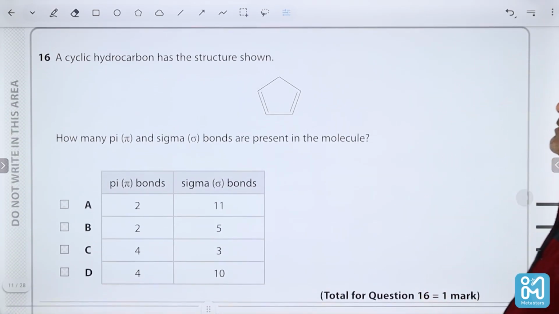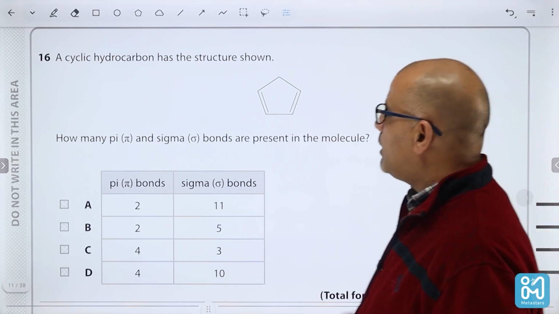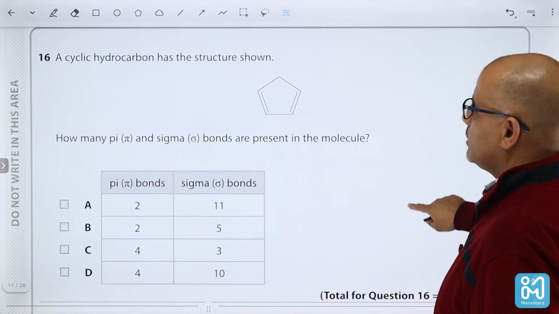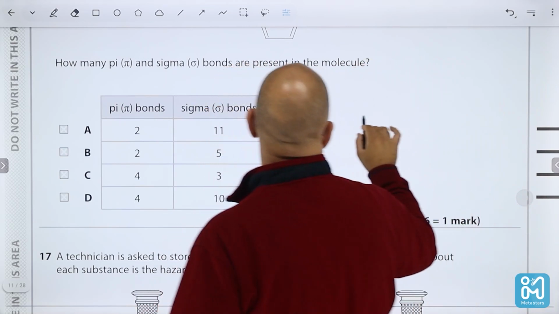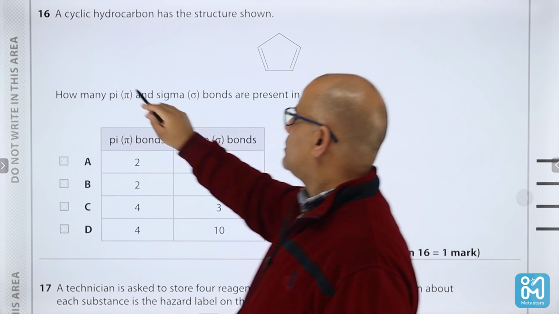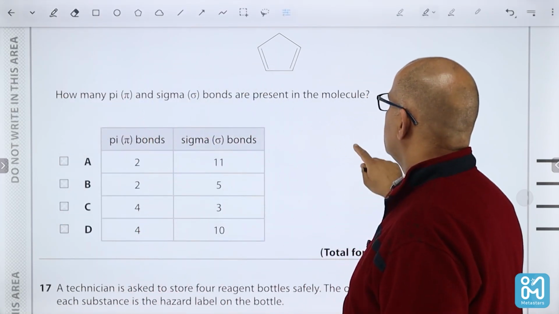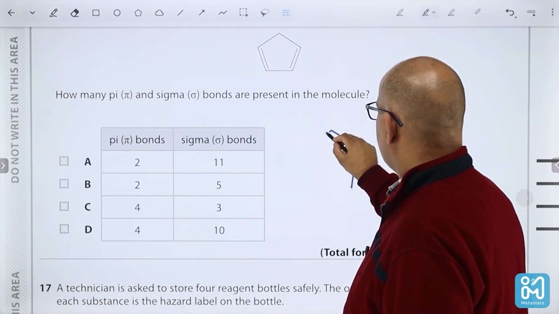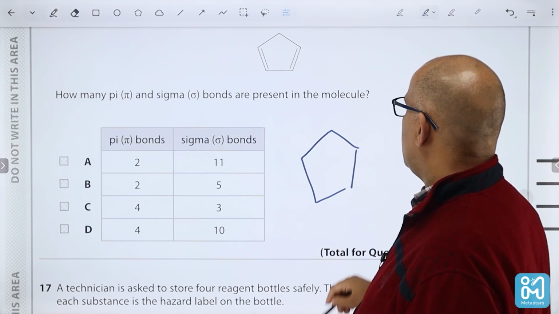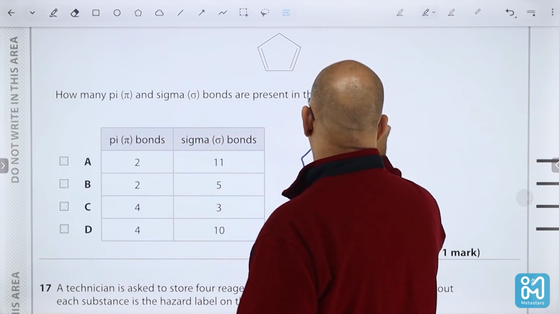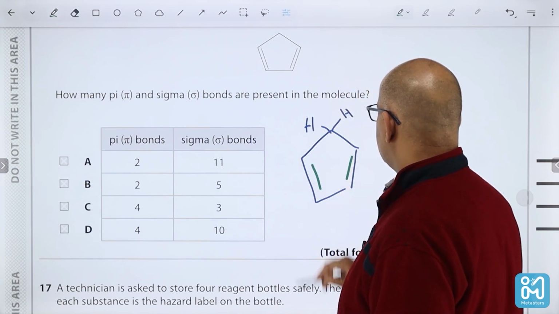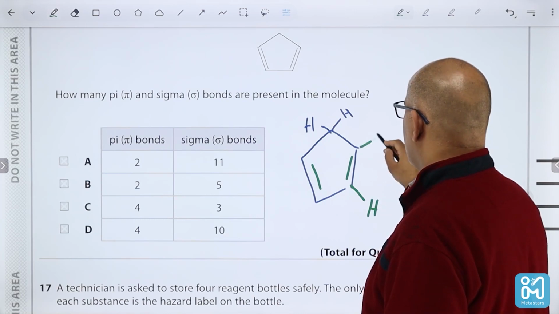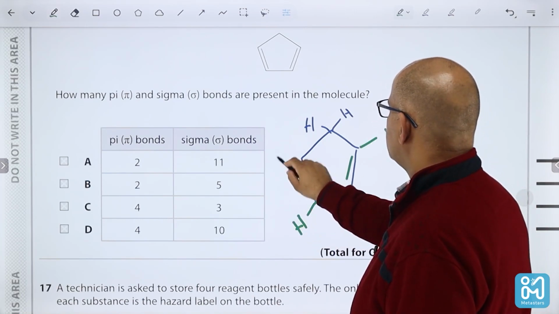In this question, a cyclic hydrocarbon has the structure shown. How many pi and sigma bonds are present in the molecule? You will see that because we have 2 double bonds, we draw the structure first. You can see the hydrogens are not shown in the structure, and we have double bonds there. Here we have only one hydrogen, one hydrogen. Here we have one hydrogen, one hydrogen.